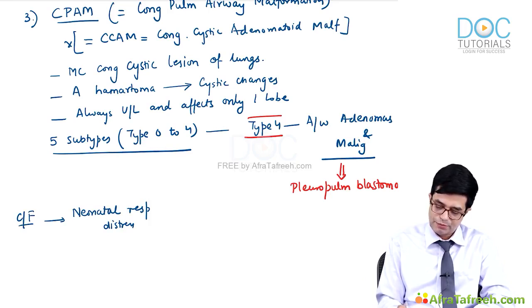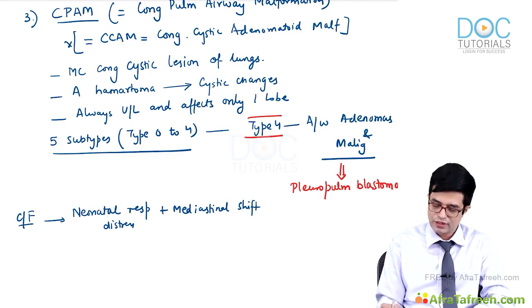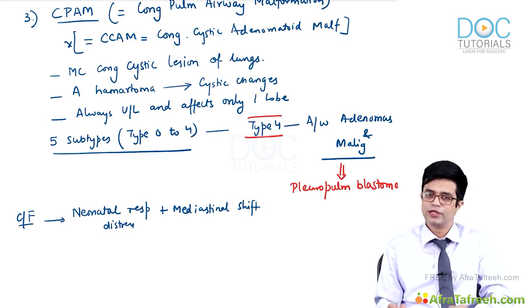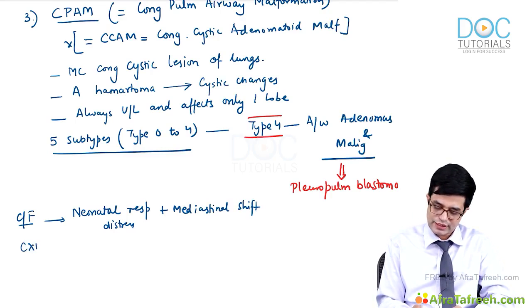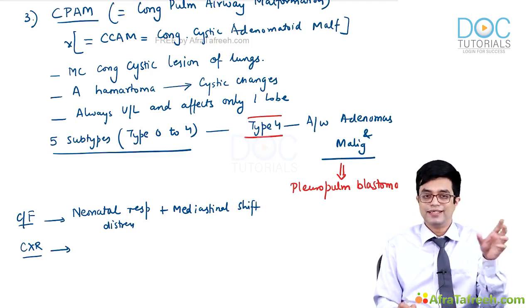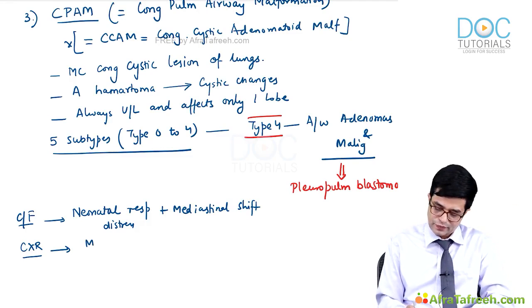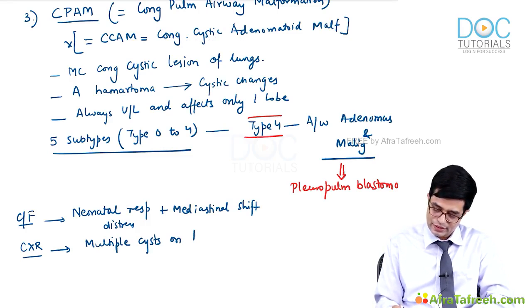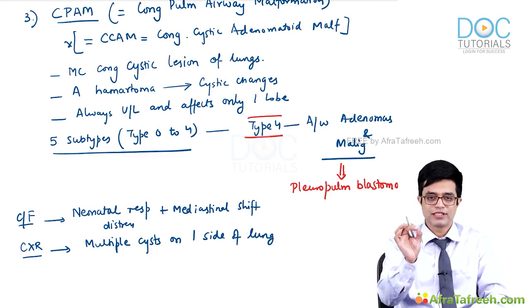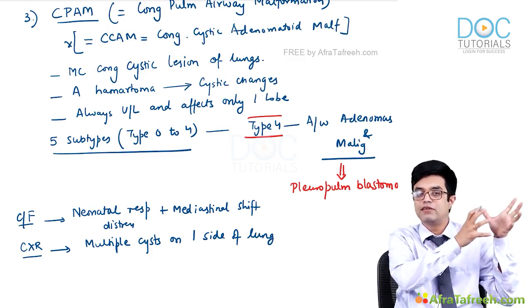Again, they will have mediastinal shift. So they have a presentation very similar to congenital lobar emphysema. But when you do a chest X-ray, you will find an air-filled cystic mass. Here you will have multiple cysts on one side of the lung producing mediastinal shift. So multiple small cysts will be visible instead of one air-filled structure.